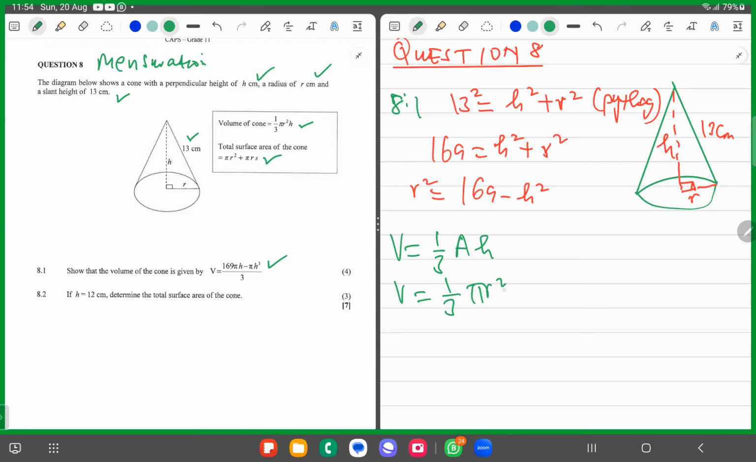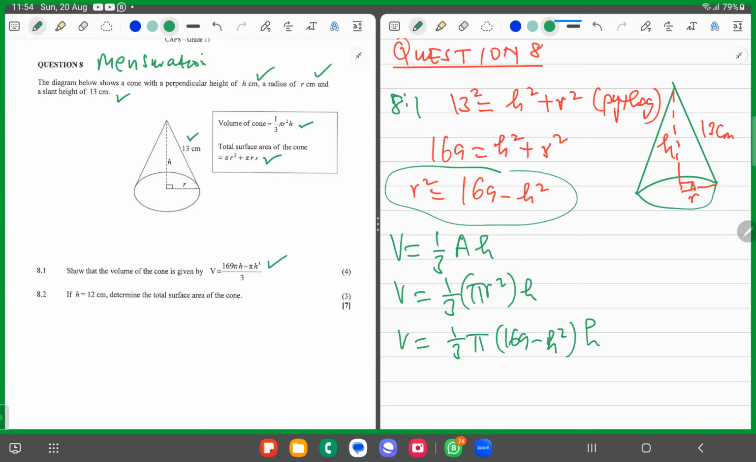So the base area is a circle, so you have pi r squared and then times the height, which means this. So what is that? It's 1/3 pi, and then the r squared is the same as 169 minus h squared. Right? Because we got r squared to be 169 minus h squared, times the height h. And therefore, we're able to multiply everything here.